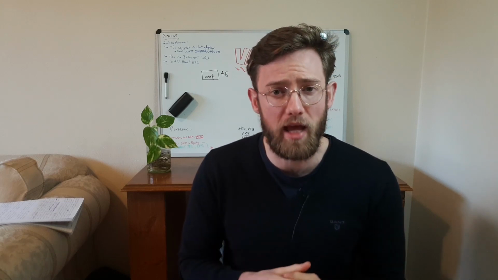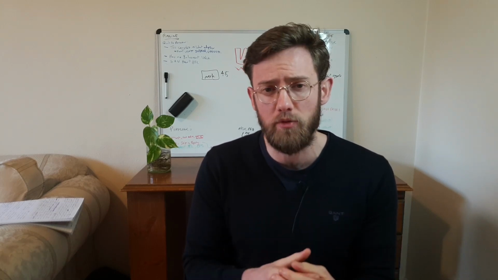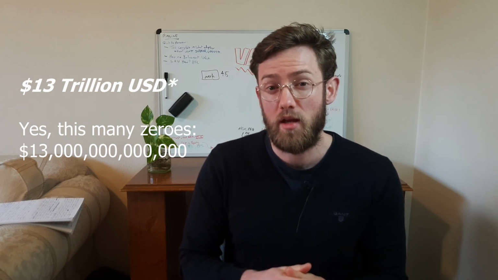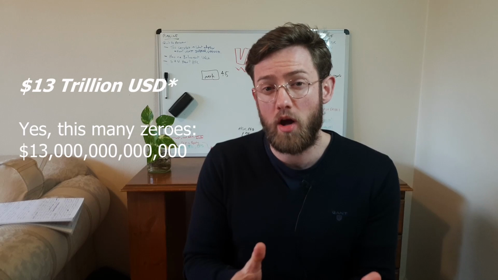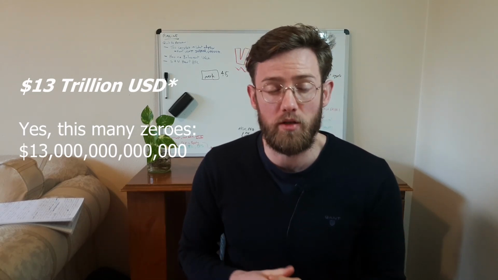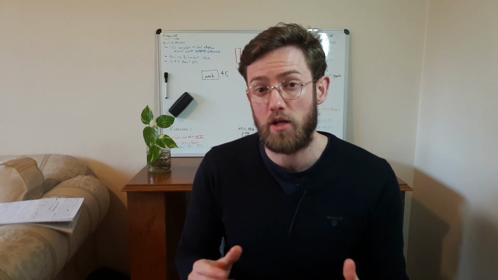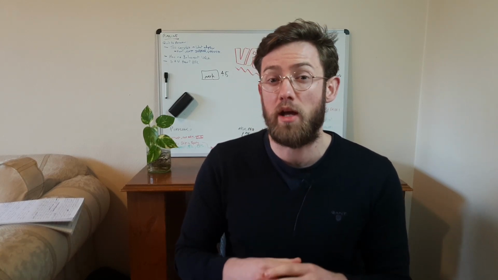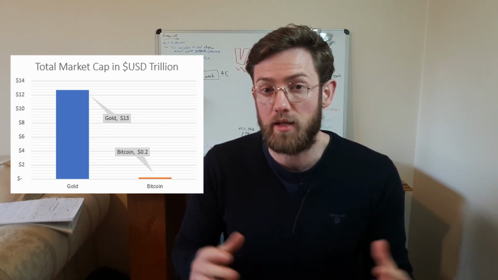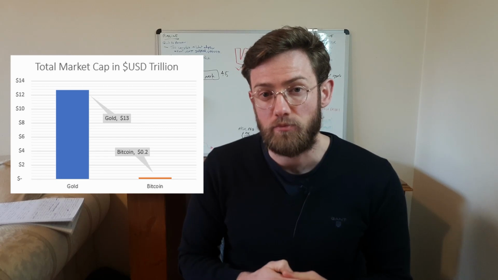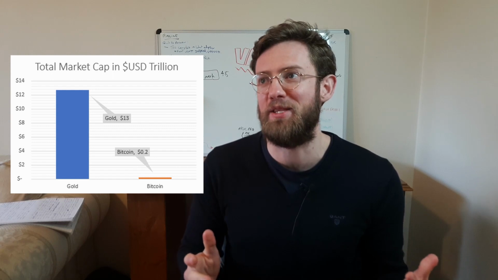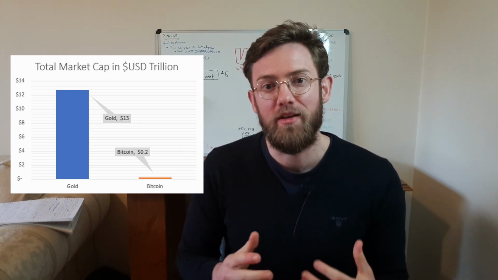The total market capitalization of gold, for example, is around 11 trillion US dollars, which means the total amount of gold there is times the price that people pay for gold equals 11 trillion US dollars. The total market capitalization of Bitcoin currently is around 200 billion US dollars, which is like a tenth. Sorry, it's less than a tenth. It's much less than a tenth. It's like a 50th.